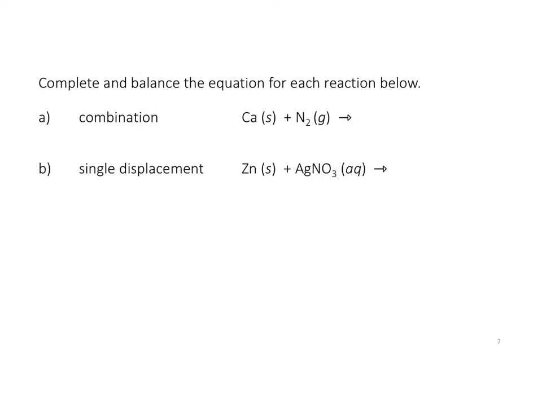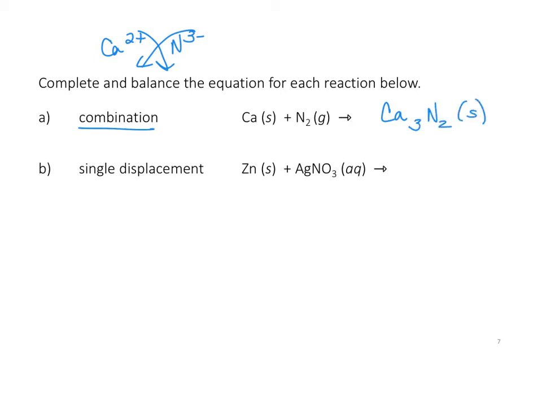Complete and balance the equation for each reaction below. Okay, so for this one you want to look at what type of reaction it is, and then you want to predict the products and then balance. So combination, calcium and nitrogen are combining to make a compound. If you look at calcium on the periodic table, calcium forms a 2+ charge, nitrogen forms a 3- charge. And so if you figure out the subscripts when they combine together, that would be Ca3N2.